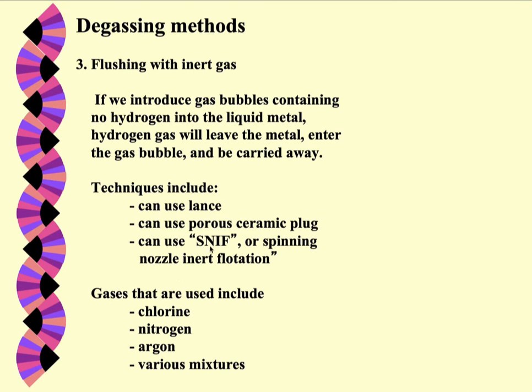And we can use the SNIF, or spinning nozzle inert flotation method, which is what we're doing. Rotary degasser is another word for that. But the gases we can use: chlorine gas through the rotary degasser. We can use nitrogen, argon, or a mixture of two. A lot of times people use nitrogen and chlorine or argon and chlorine. That works really fast. I think the chlorine works a little bit faster because there's some sort of chemical reaction going on there as well.